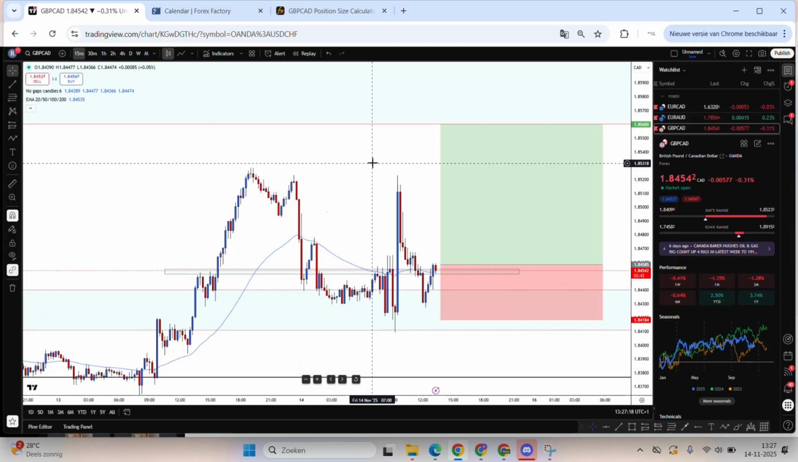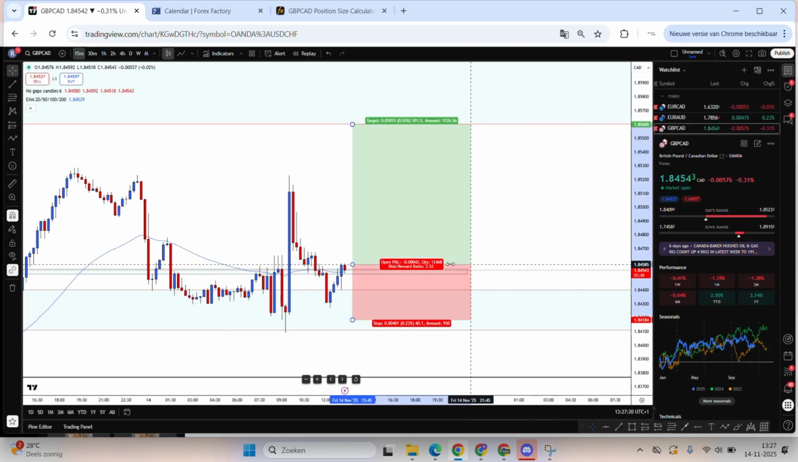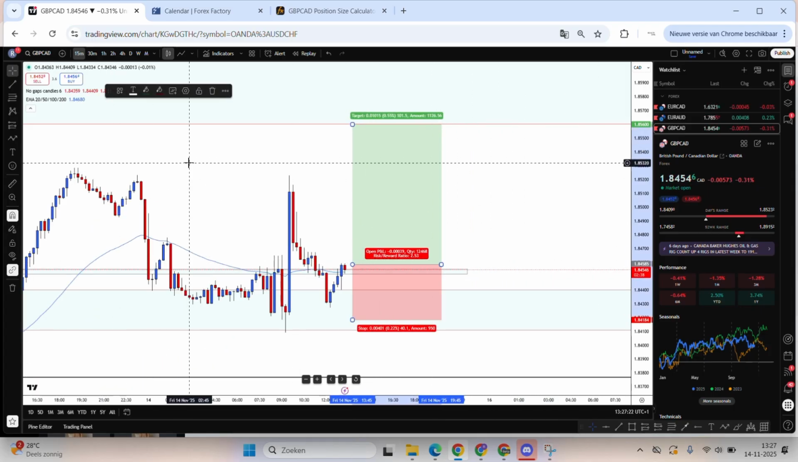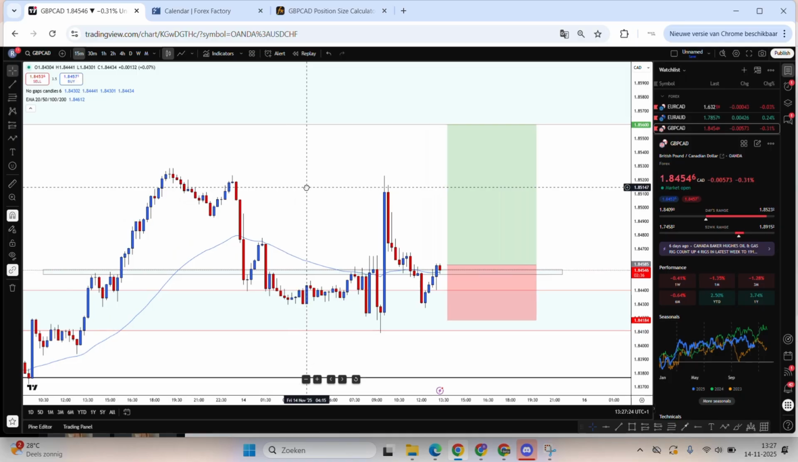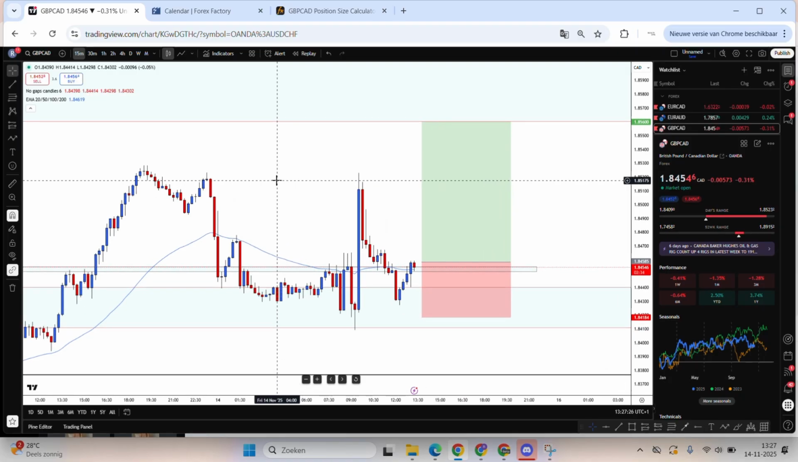So this is the trade for the buy move GBP CAD that I'll be looking for today. If not, next week there are plenty of opportunities for some good profits, and I will break that down on Sunday and post it as well.